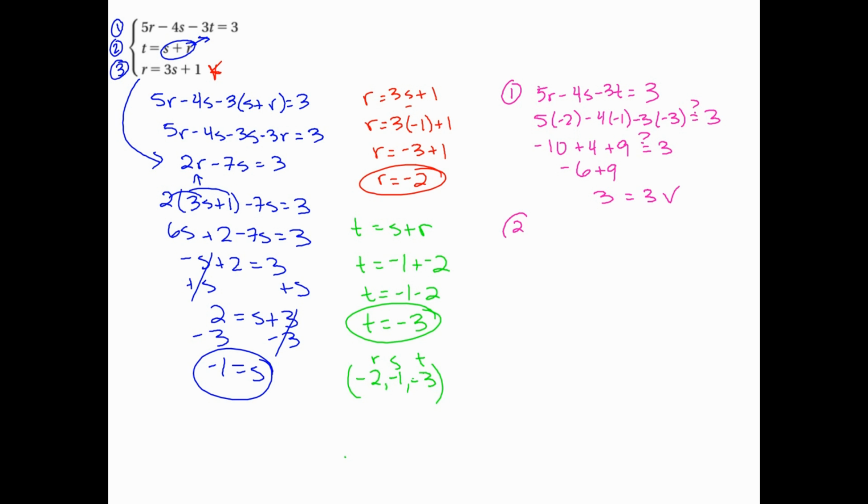That one works. Let's check our second one. t equals s plus r. So negative 3 equals negative 1 minus 2. Well, negative 1 minus 2 is negative 3, so that works. And now our last one, our third one, says r equals 3s plus 1. So negative 2 equals 3 times negative 1 plus 1. So negative 2 equals negative 3 plus 1. Well, negative 3 plus 1 is negative 2.